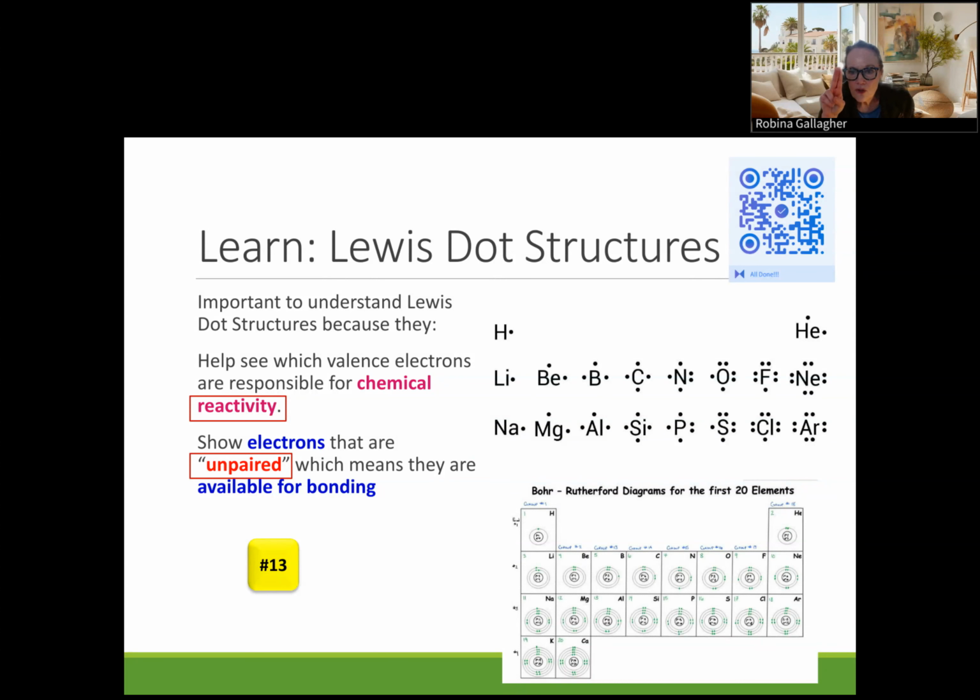Typically, electrons travel in pairs, okay? Now, they don't like traveling in pairs because they're both negative, so they kind of repel each other. So they're going to be single if they can be single, but if they're paired up, then they are not available to bond, okay?